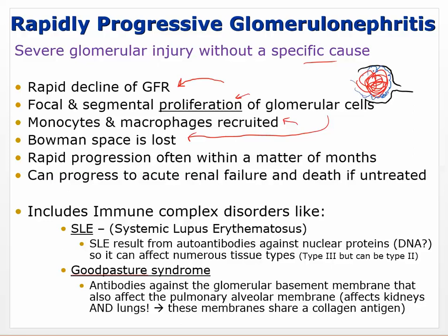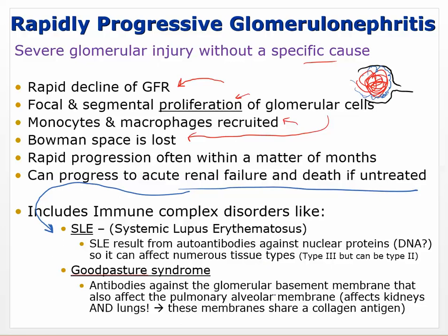And macrophages, monocytes, all of those things are going to be recruited in there, and so you're really messing things up, gunking it up. Rapid progression, often within a matter of months, can progress to acute renal failure and death if untreated. So this rapidly progressing, we see this in certain other diseases that may cause rapidly progressive glomerulonephritis.